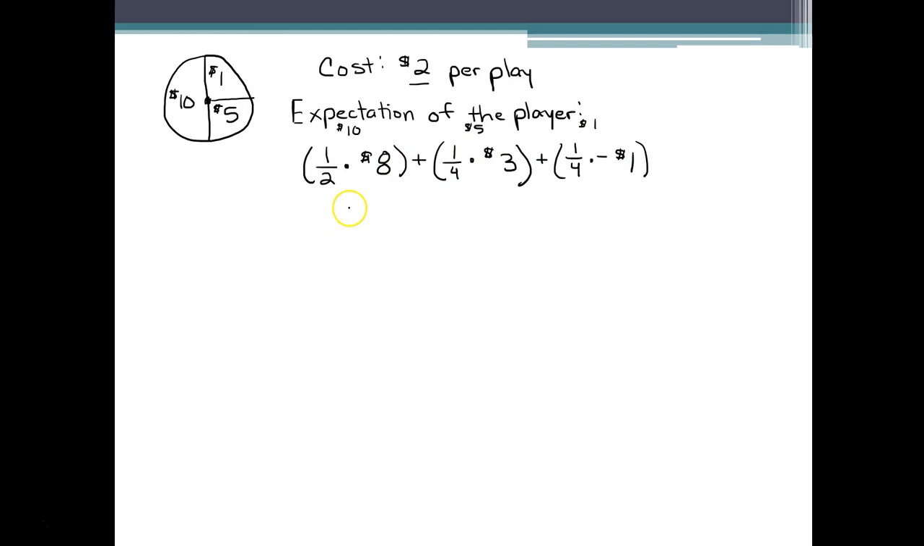All right, so half of 8 is $4, plus we got 3/4 of $1 or 75 cents, minus 1/4 of $1 or 25 cents. So 4.75 minus 0.25 gives us $4.50. That's not a bad little game to play then.